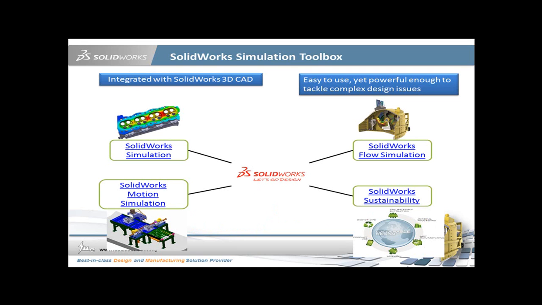For the physical scenarios, structural analysis, motion dynamics, fluid dynamics, and environmental impact are categorized into these four groups: SolidWorks Simulation, SolidWorks Motion Simulation, SolidWorks Flow Simulation and SolidWorks Sustainability respectively. They are integrated together with the SolidWorks 3D CAD model, a simple yet powerful tool to tackle complex design issues.